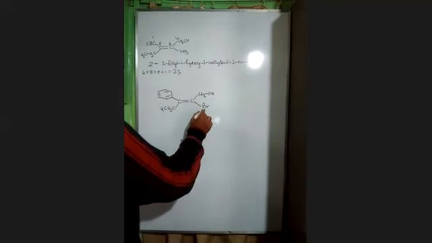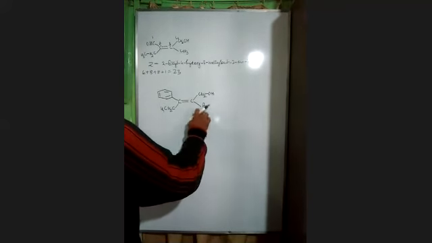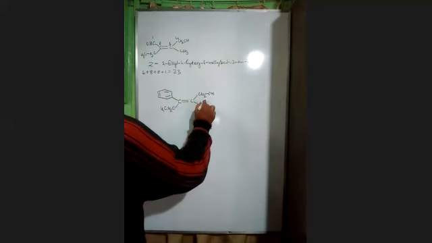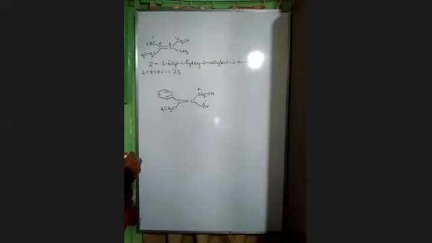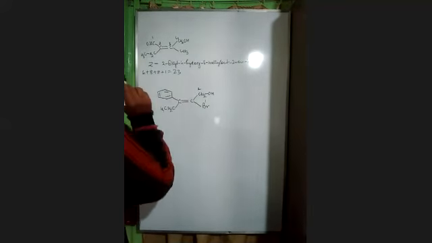Say it is this. How to find the priority? See here, bromine has a much higher atomic number than this carbon. It is 1 and this is 2. Now here again the problem is there. So I'll write it like this.